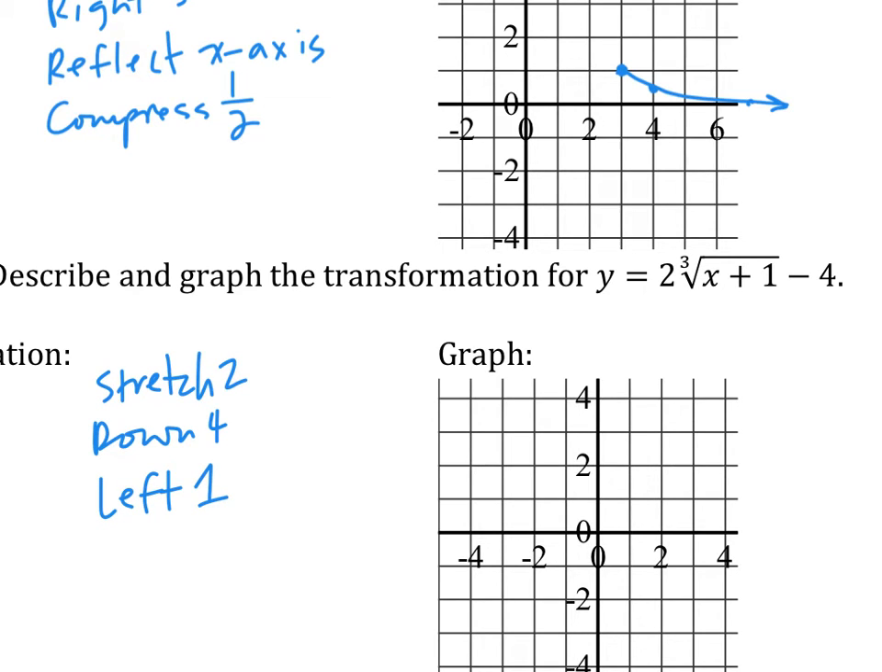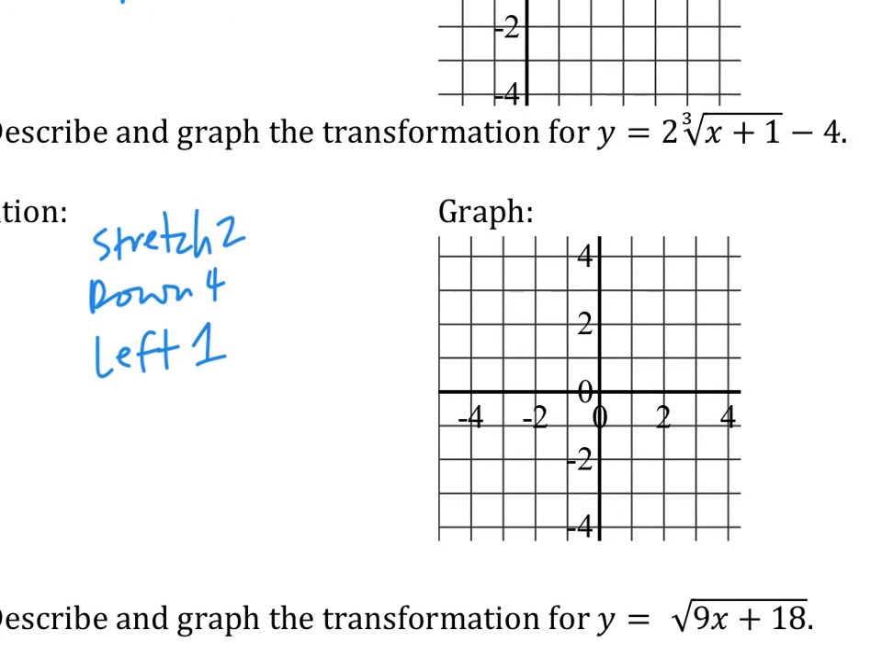Okay, so my h, k has moved. It's now down 4, left 1. So it starts here. It's going to stretch 2, so whatever height it was is now multiplied by 2. So it was at 0, 0, 1, 1. Now it's going to be 0, 0, 1, 2.